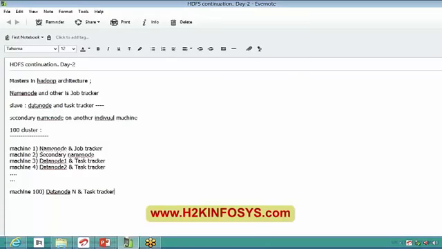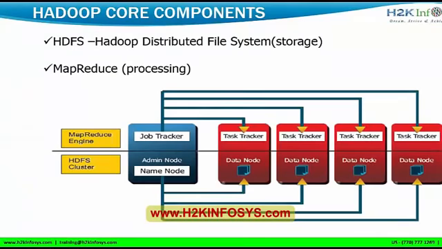So this is how the task tracker is distributed on each of the data nodes. Each data node will contain a unique task tracker. That's what this diagram shows. The name node and job tracker are sitting on one machine, which will be maintained by the admin. Those two will be called master nodes, and the data node and task tracker will be sitting on other machines, and those two will act together as slave nodes. The job tracker and task tracker are associated with the MapReduce engine, and the name node and data node are associated with the HDFS cluster.